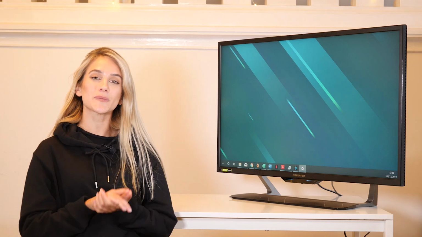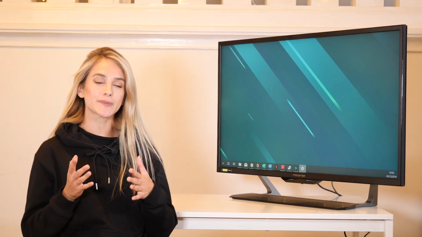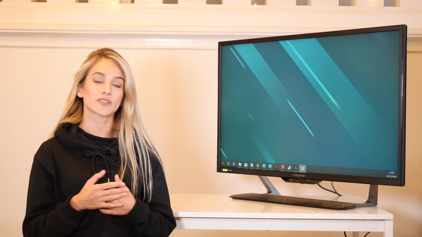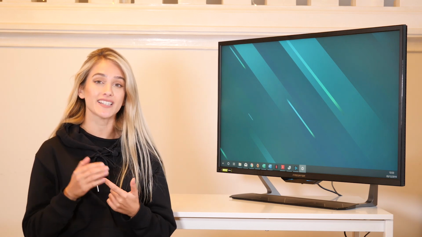Hey there. So although I'm sat here today with a Predator CG437K monitor, what I'm actually going to be talking about is what's inside, and that's NVIDIA G-Sync, which is a display technology designed to give you the smoothest and fastest gameplay possible without any tear, lag, or ghosting.